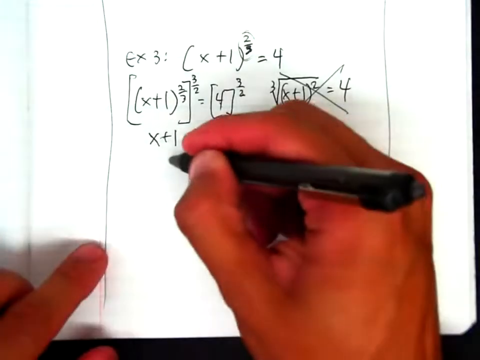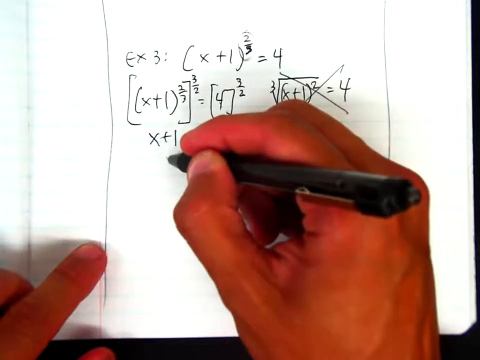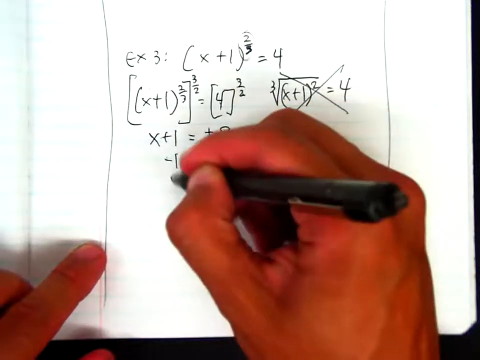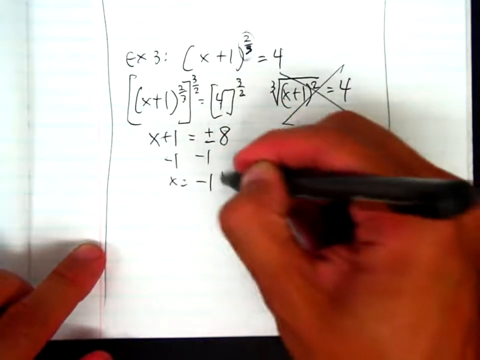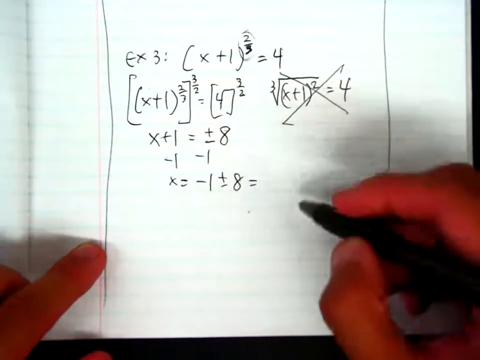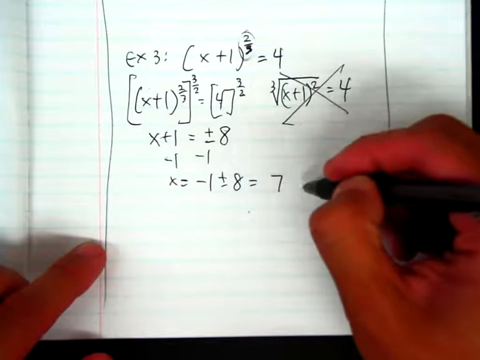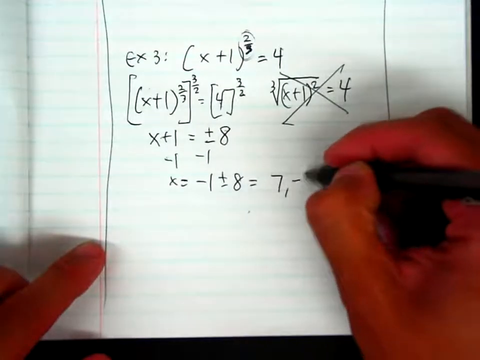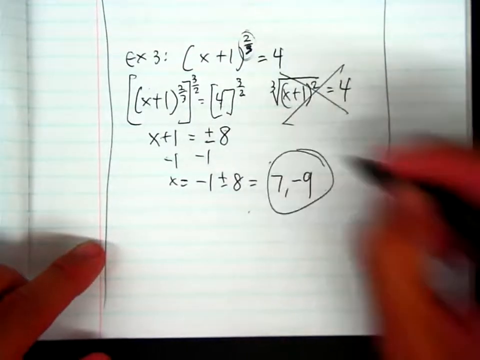Okay, and then I'm going to subtract 1 from both sides. So x equals -1 plus or minus 8. So -1 plus 8 would be 7, and -1 minus 8 is -9. So those are your two answers.